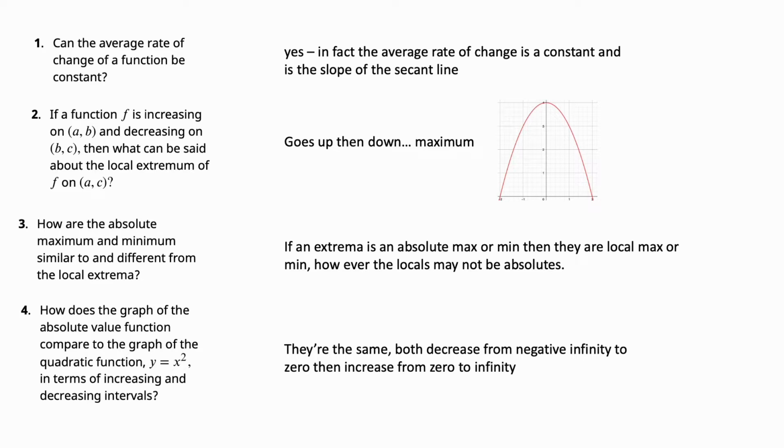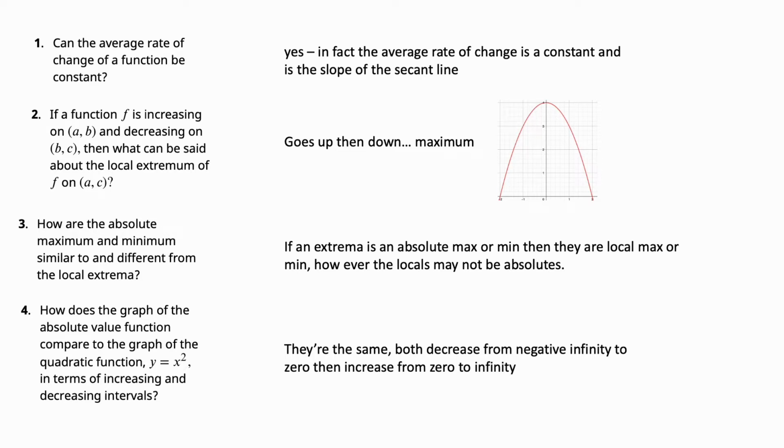Can the average rate of change of a function be constant? Yes. In fact, the slope of a secant line, which is 2 points on the graph, is the average rate of change. So the slope of that line is the average rate of change, I should say. But if the function is a line, then of course the slope of that line is the average rate of change, and the average rate of change is a constant, which is the slope. Kind of circular, but that's what's going on.